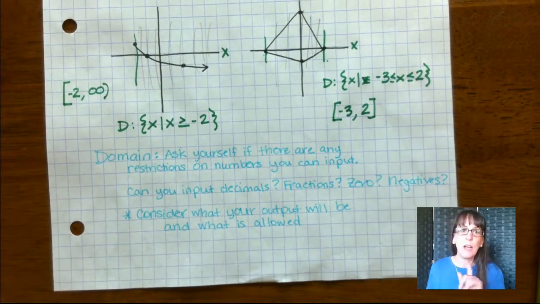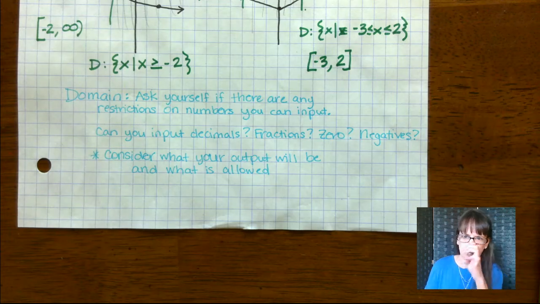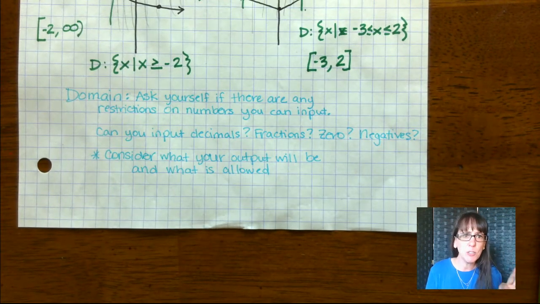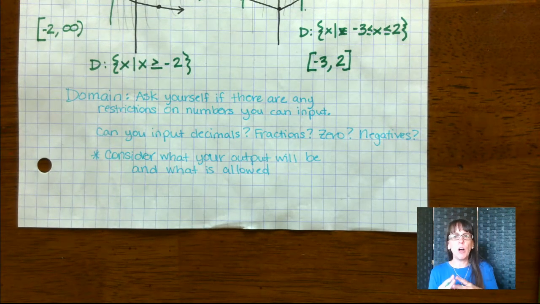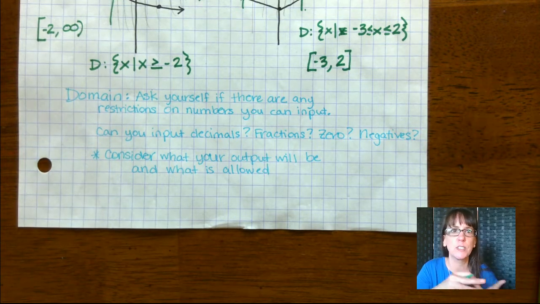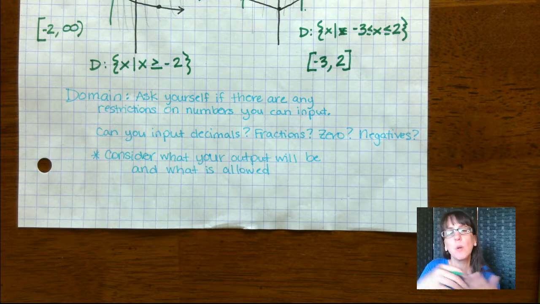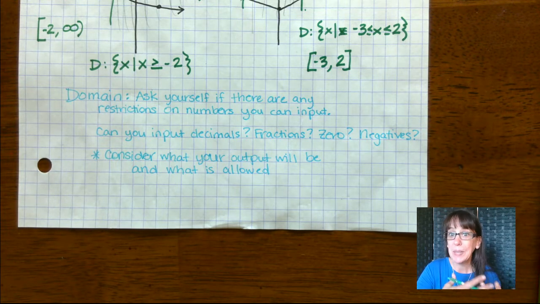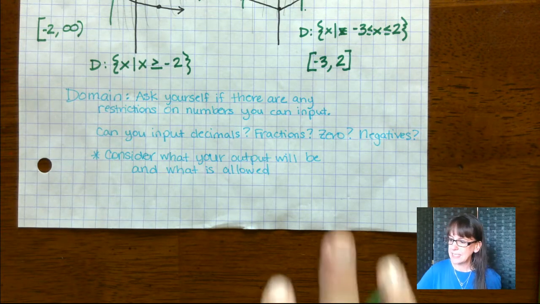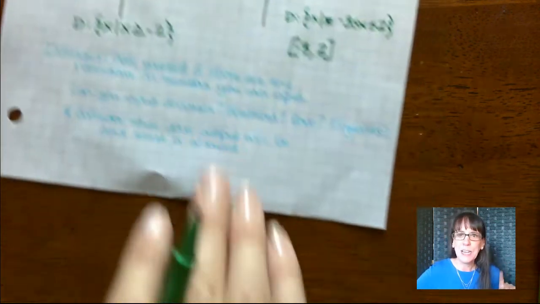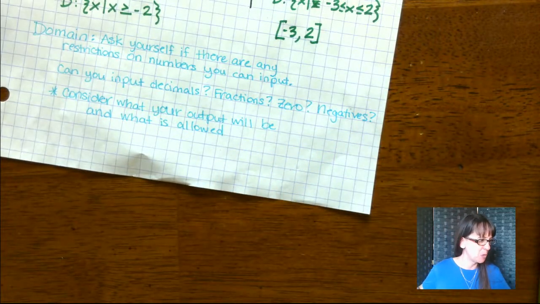Okay, now the other thing that I want, now that you're in Algebra 2, because this should be a refresher from Algebra 1, I want you to ask yourself, on domain, are there any restrictions on numbers that you can input? Can you input decimals? Can you input fractions? What about 0? What about negatives? Consider what your output will be in order to consider what is allowed.